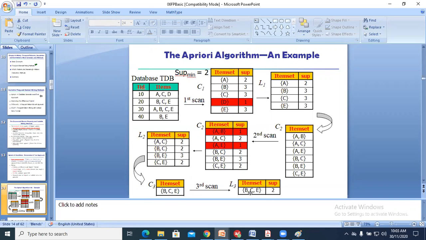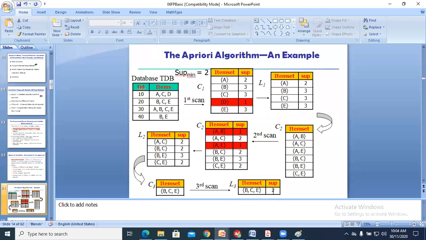So next we cannot proceed because we have only one combination left, and this is the frequent pattern in this list. You can verify it from the database that BCE is in transactions 20 and 30. So it occurs 2 times. So this way you can apply the apriori pruning algorithm to find the frequent patterns.